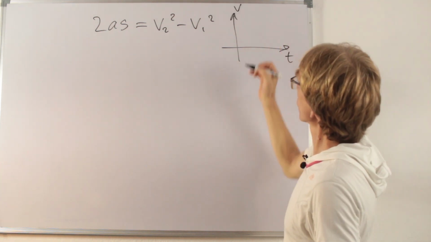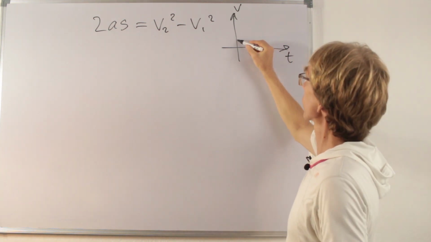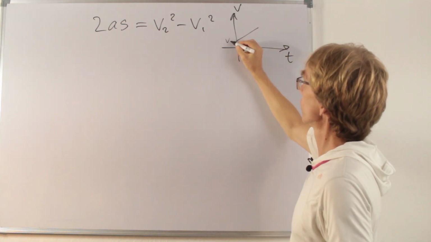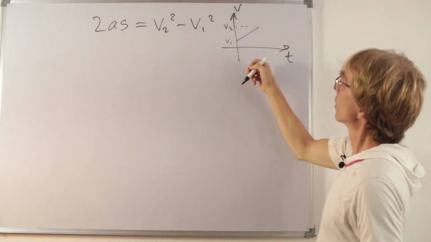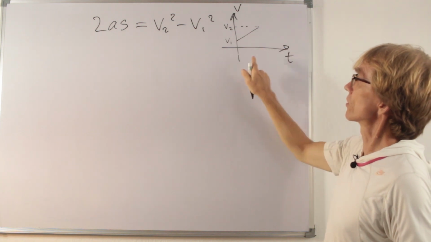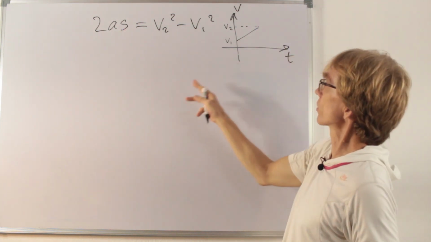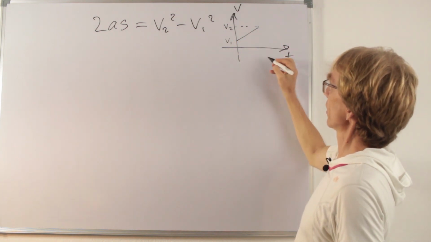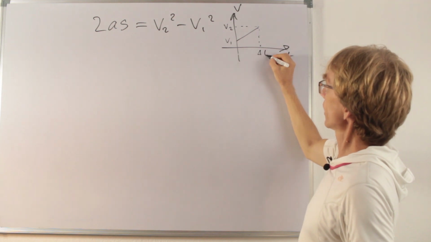If I draw a graph of how velocity changes with time, I would get something like that. Initial velocity here, final velocity here. The steepness of this increase or decrease would depend on acceleration. Acceleration is actually the gradient of this graph. This is the change of velocity taken during a time delta t.